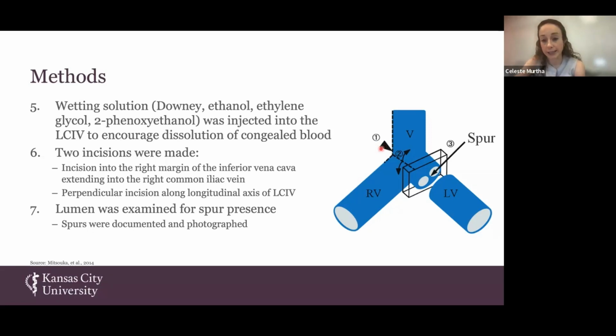We then made 2 incisions in the venous structures. The first incision was made along the right lateral margin of the inferior vena cava, extending down into the right common iliac vein. And the second incision was made perpendicular to that along the axis of the left common iliac vein. And that incision really helped us to visualize the lumen of the left common iliac vein to determine spur presence. I will say that this part of the methods was significantly informed by the methods established by Mitsuka et al. in 2014. Lastly, the lumen was examined for spur presence. Spurs were documented and photographed.